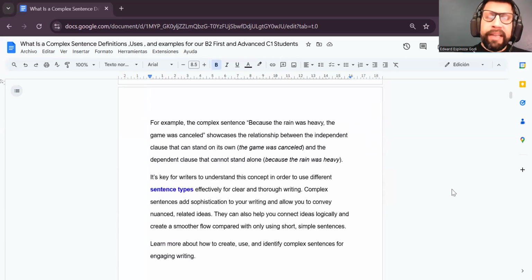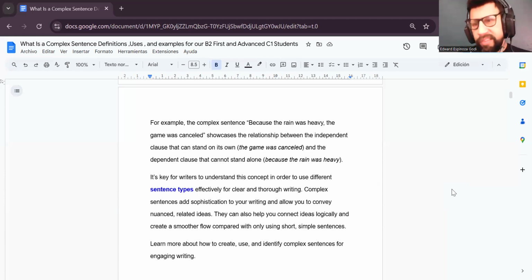For example, the complex sentence, "Because the rain was heavy, the game was canceled," showcases the relationship between the independent clause that stands on its own, "the game was canceled," and the dependent clause that cannot stand alone, "because the rain was heavy."